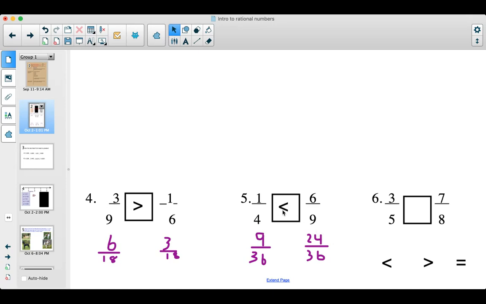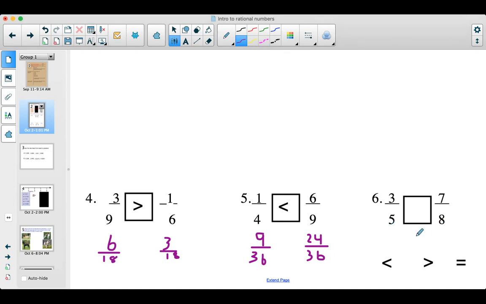Okay, if you were paying attention, you might also have noticed this one I could have just used the fact that 1/4 is less than half. 6/9 is more than half. So that would save me a little bit of work there. All right, can I use that here? Well, no, these are both more than half. So I got to rewrite them with a common denominator.